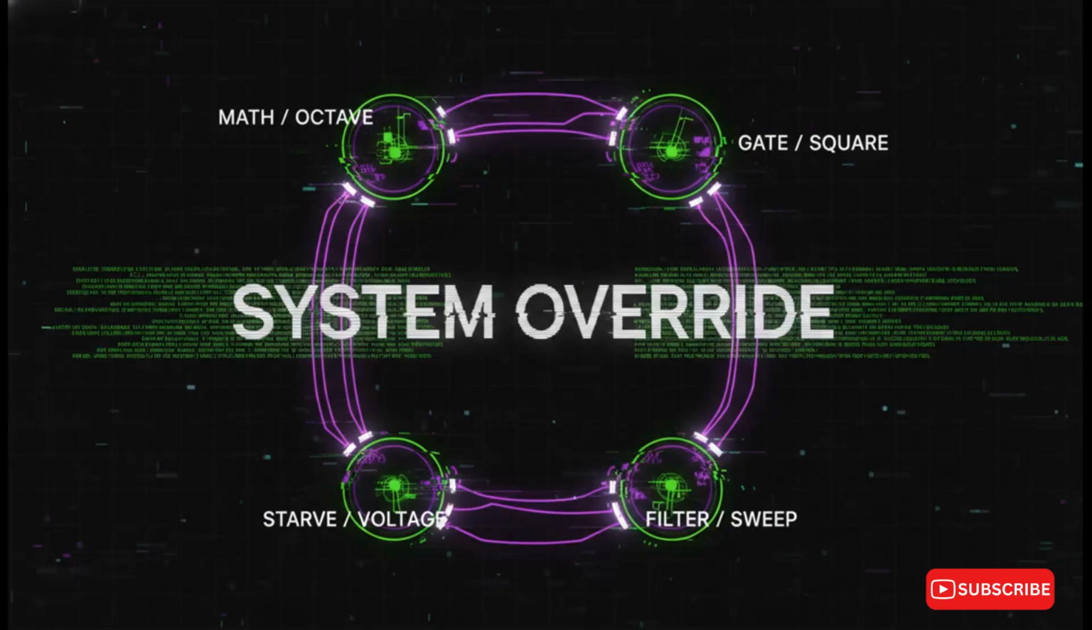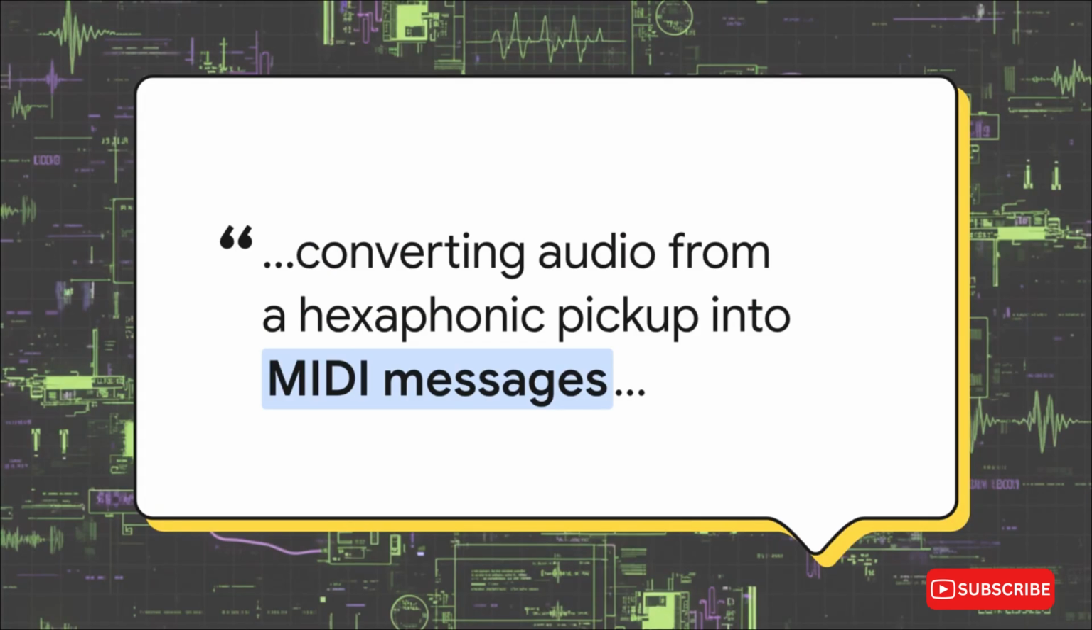So let's review. All parameters are locked. The fundamental is mathematically stabilized. The voltage is thoroughly starved. The gate is fiercely clamping the sustain into a harsh square wave, and the filter is primed to sweep the cutoff. The system override is officially complete. The organism is ready to be unleashed. Many people think you need a MIDI pickup for this. I just showed you that you only need signal logic.